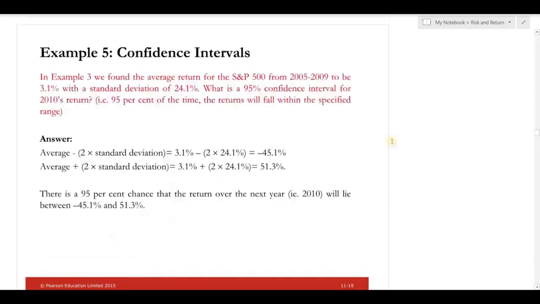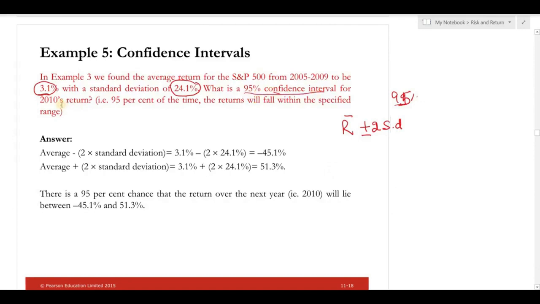This is just an example of finding that range. In our previous example, we found that the average return was 3.1% and the standard deviation was 24.1%. So we can write it as R bar plus or minus standard deviation. When we say one standard deviation, we are 99% sure that the return will fall in that range. But if we want 95%, then we have to do plus or minus 2 standard deviations.